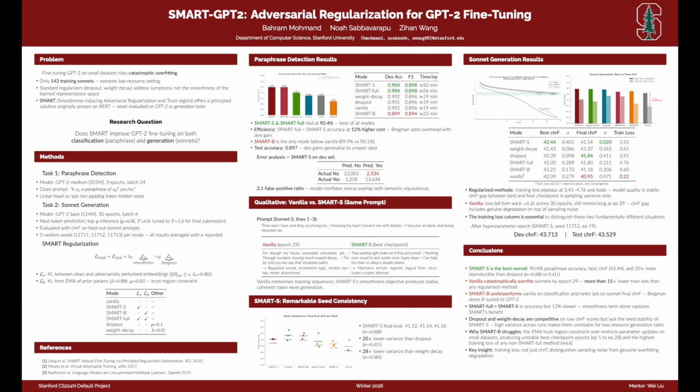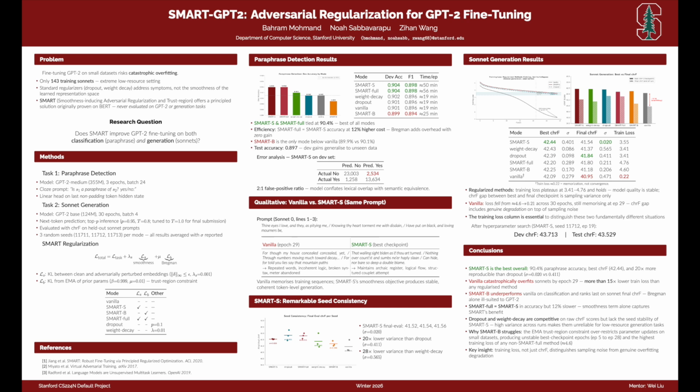This is why the training loss column is essential. Without it, all 6 methods might look equally well behaved, which would be completely misleading. SMART S achieves the highest mean best char-F, at 42.44. After hyperparameter search on the dev leaderboard, tuning temperature, top-p, and max generation length using the SMART S checkpoint from seed 11712, epoch 19, we achieved a dev char-F of 43.713 and test char-F of 43.529.